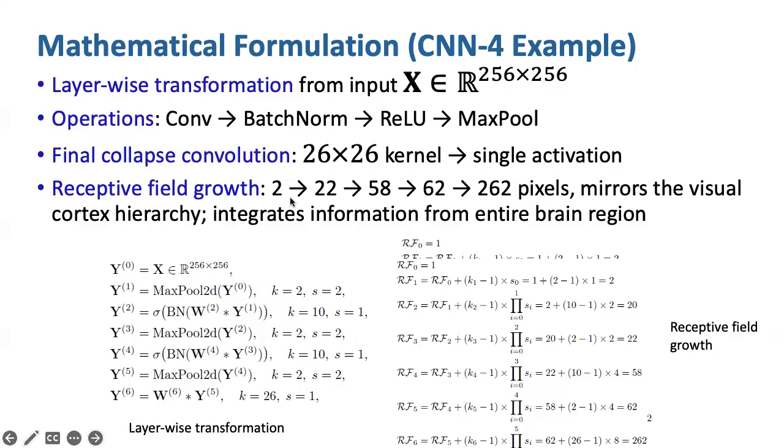And the most important thing is to show our receptive field growth, how the CNN can see initially local features, and then with the increase in the sizes in the layers, it can see the bigger picture, whole brain images. It can see with the 262 pixels. This mirrors the visual cortex hierarchy.